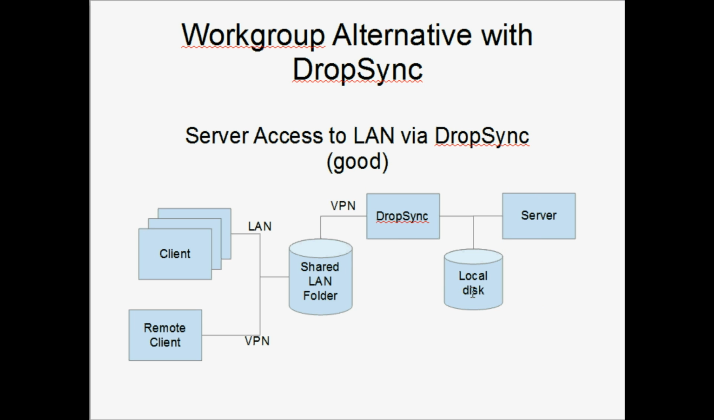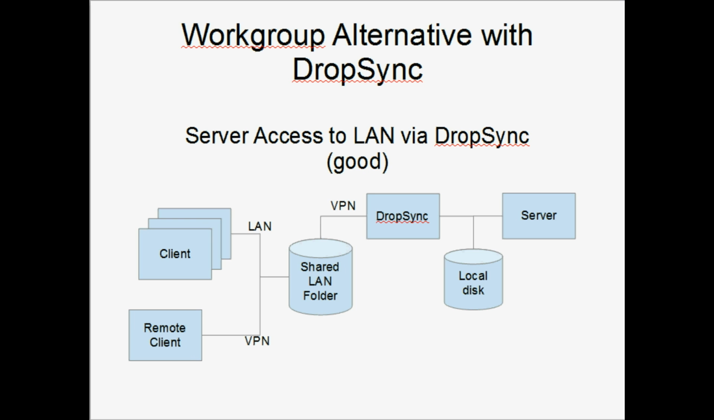That speeds up the sync processing time. DropSync detects those down files and moves them out to a shared folder. Again, the clients drop up files into a shared LAN folder. DropSync recognizes that and moves those to the local disk, and that's how syncing is performed. The same thing with a remote client.